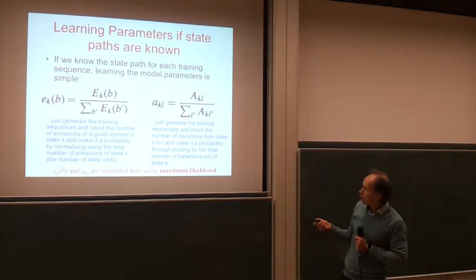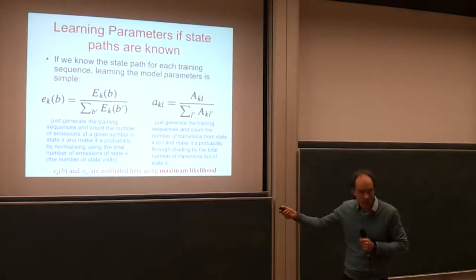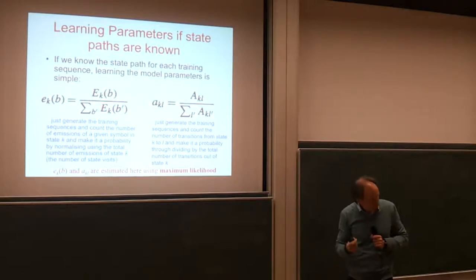So what do you do? For all the emission problems, just count how many times the letter B was emitted. And then you divide it by all of the letters. Now you have the fraction of letter B in that box, right? The percentage of letter B in that box. Okay, that's what you do.